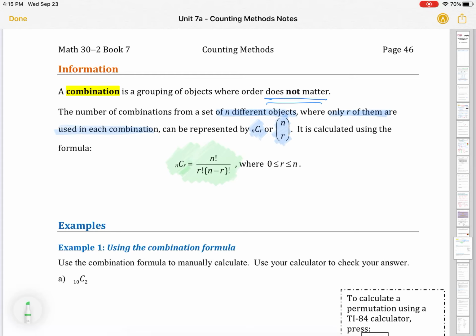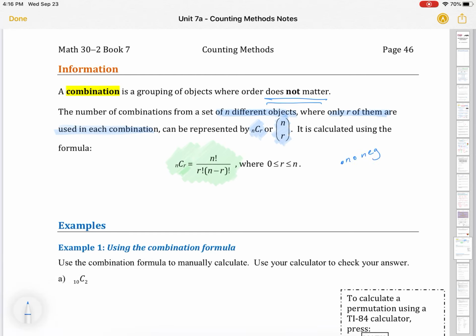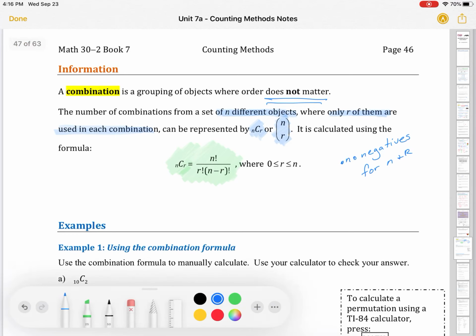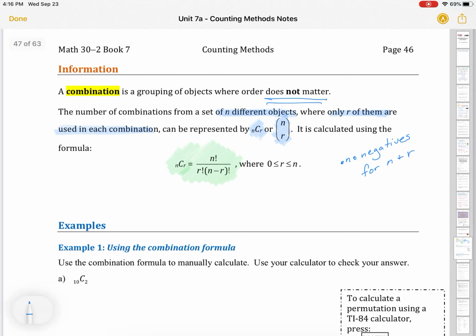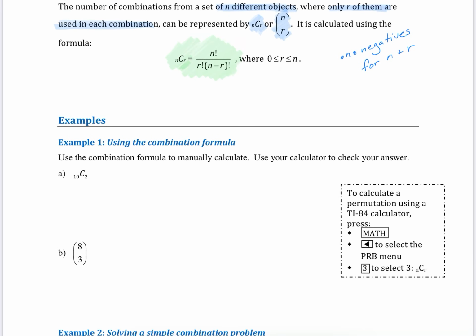And we calculate it with the following formula. nCr is equal to n factorial over r factorial times n minus r factorial, where r is greater than or equal to 0 and less than or equal to n. So it can't be bigger than n, and it can't be a negative number. So let's just list that. So no negatives for n and r. Okay, I should write a lowercase r just to be consistent. Right, that's important.